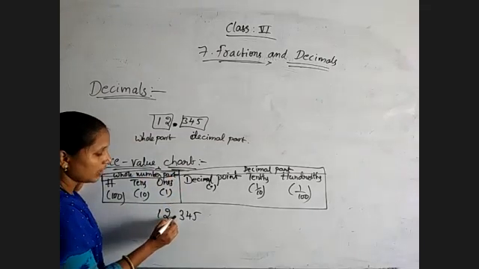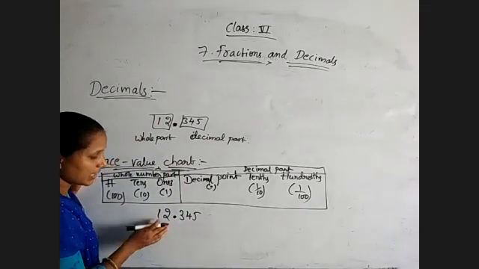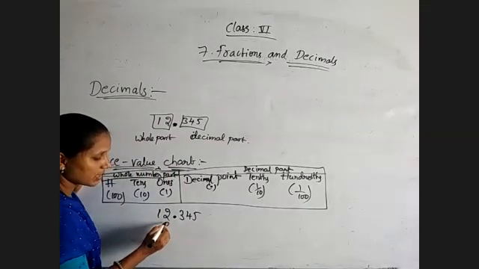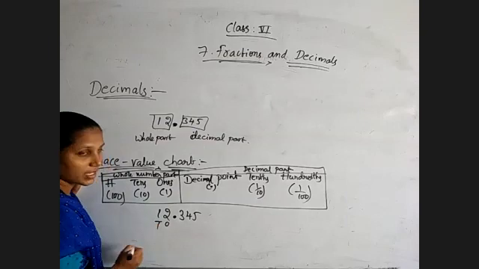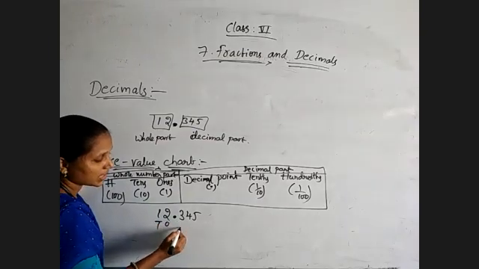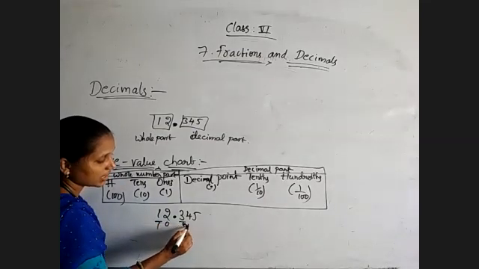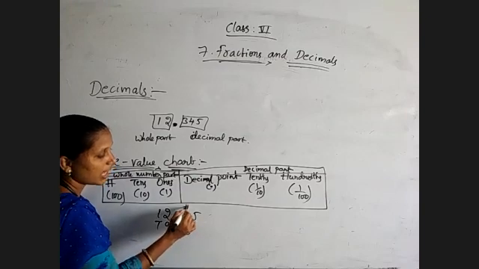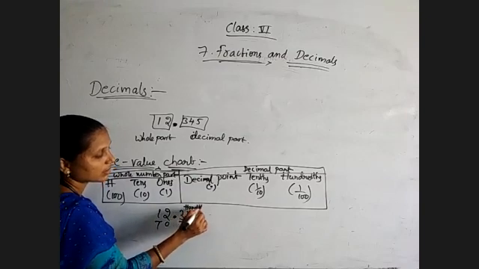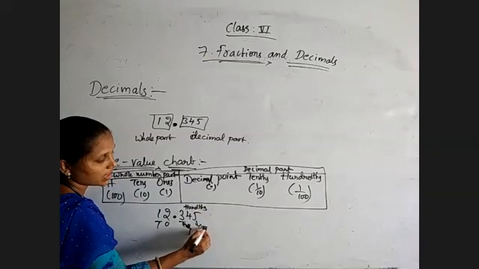So now here, before the point, it is the whole number part. 2 is in the ones place, 1 is in the tens place. Coming to 3, it is in the tenths place. 4 is in the hundredths place, and 5 is in the thousandths place.